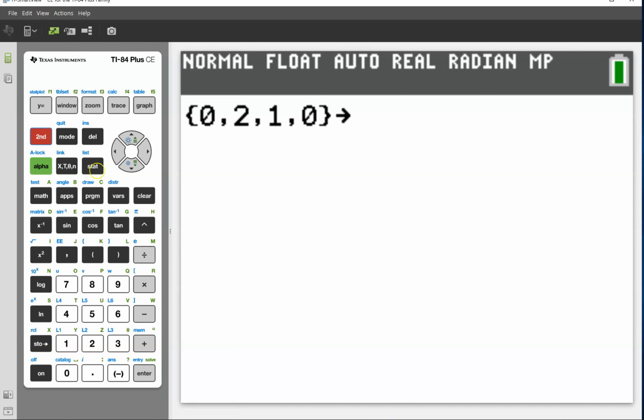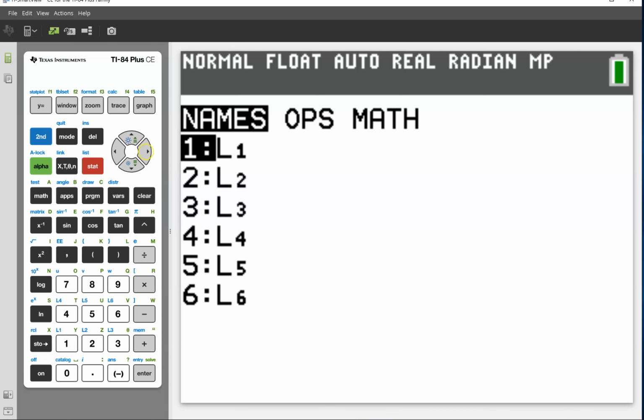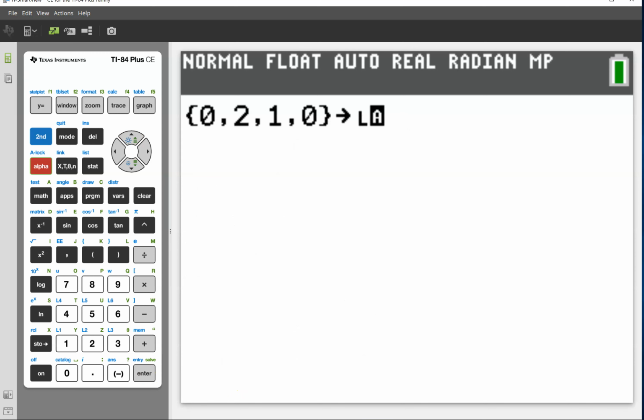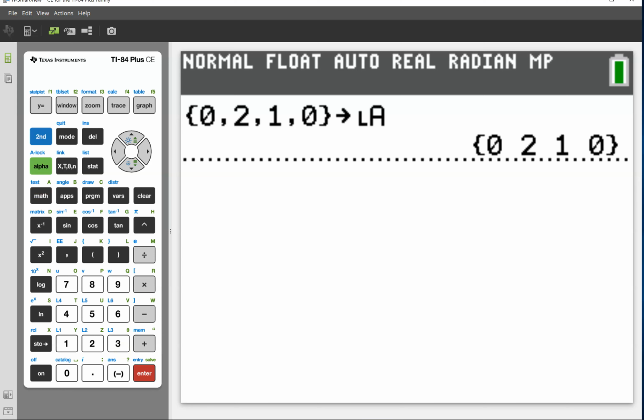Then I'm going to go to second list. I'm going to go over to the ops. I'm going to go to the bottom of my list, and I'm just hitting the up arrow. It cycles me to the bottom of the list. Put the little L in front, and then use a letter name. Doesn't matter. You've got 26 to choose from. Plus, you can actually use the theta as well, and get that for your list.